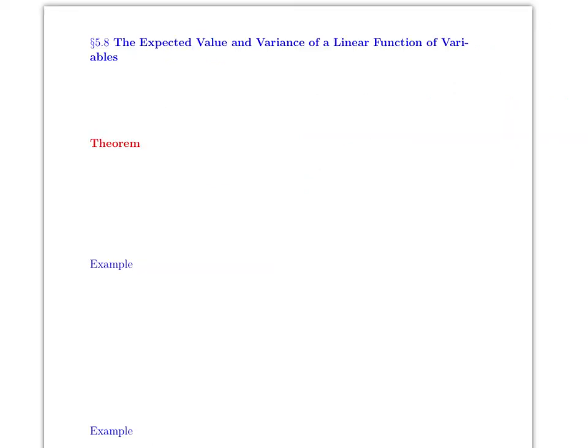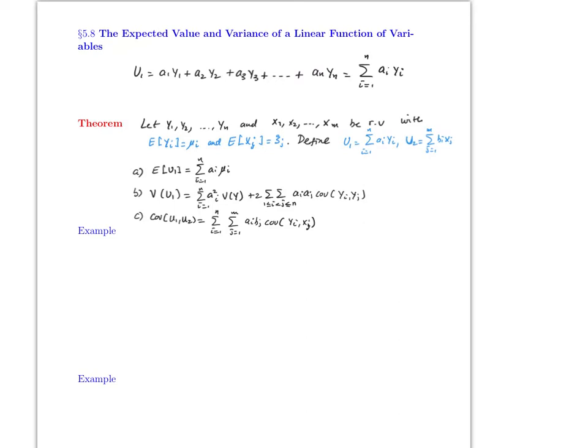Okay, now let's go to section 5.8. So we're going to do more expected value and variances. The title of this section is expected value and variance of a linear function of random variables. By a linear function of random variables we will mean this. Let's say that u will be defined as a linear combination where a1, a2, a3 all the way to an are constants, and y1 all the way to yn obviously are random variables. All right, so let's look at the following theorem.